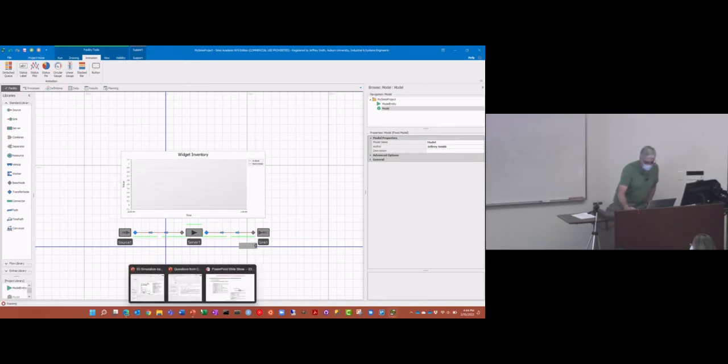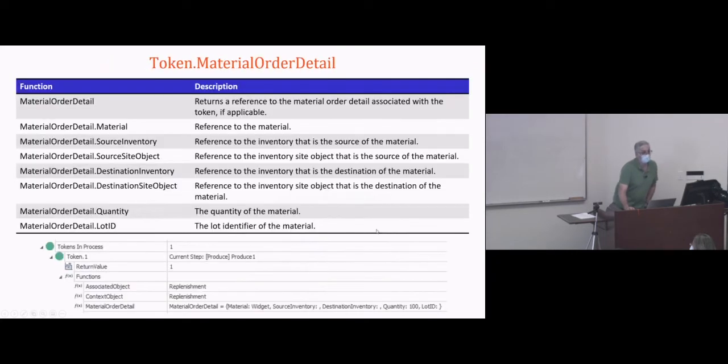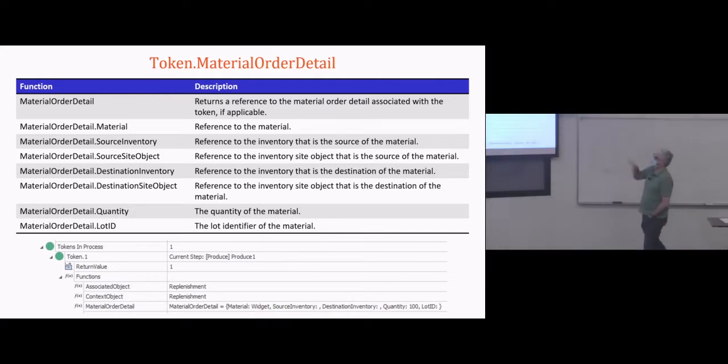Okay, so go back to my slides here. What I'm interested in is this guy, which I said I'd come back to, token material order detail. What the inventory replenishment policy does is basically a little more than this, but basically it fills in this material order detail. And the material order detail is defined by the inventory policy.